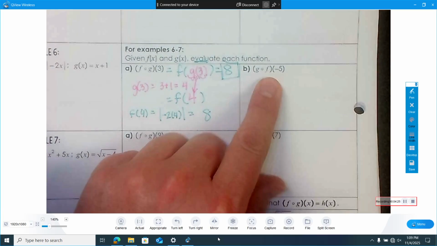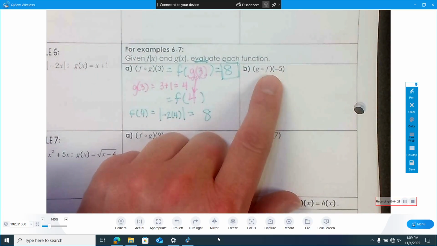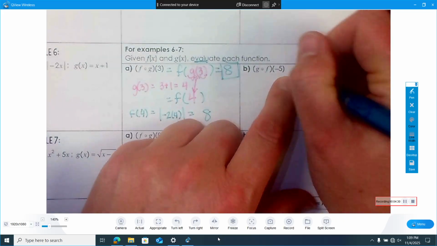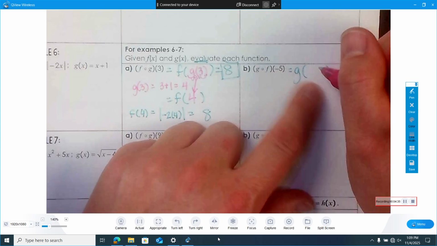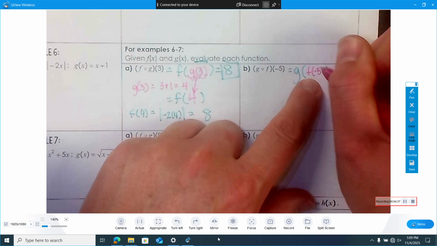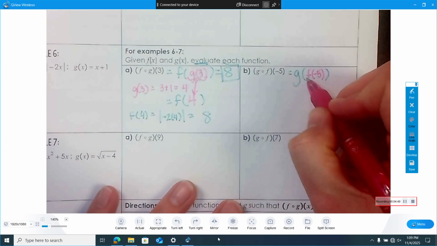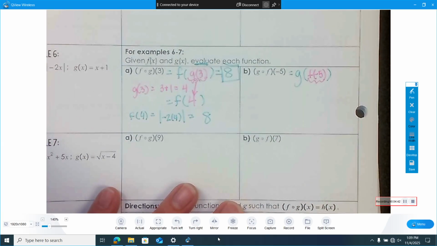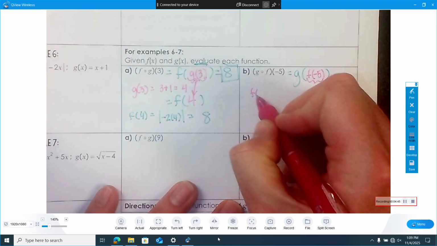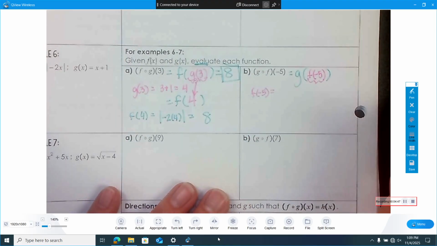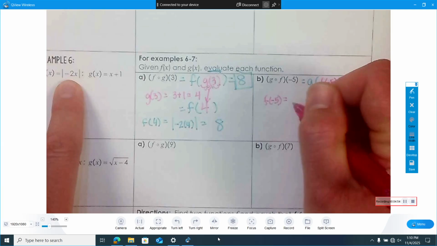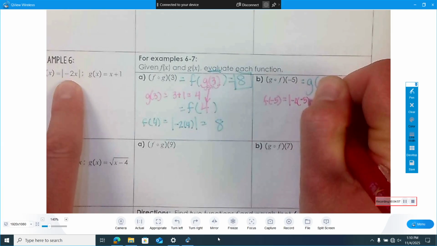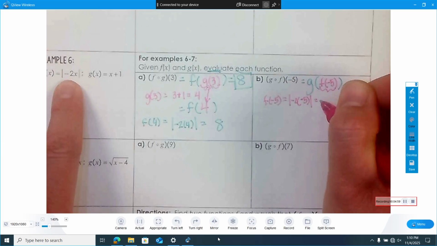And let's look at this one. So G of F of negative 5. So my outside function is the G. And then the inside would be F of negative 5. So once again, we're going to start on the inner function. And so I'm going to figure out F evaluated at negative 5. What is my F function evaluated at negative 5? It is 10. Good. So the absolute value of negative 2 times negative 5, that'd be a 10 right there. So we get 10.